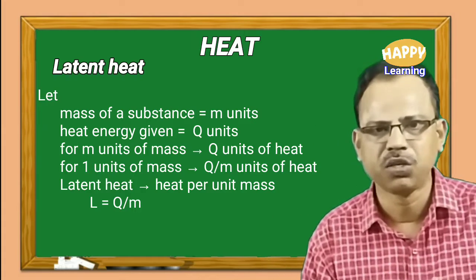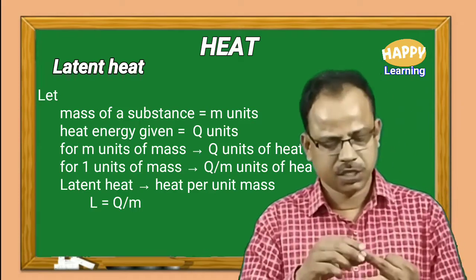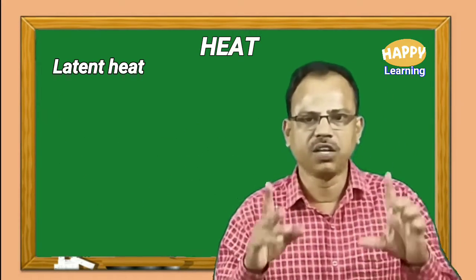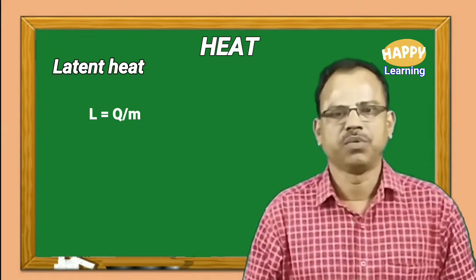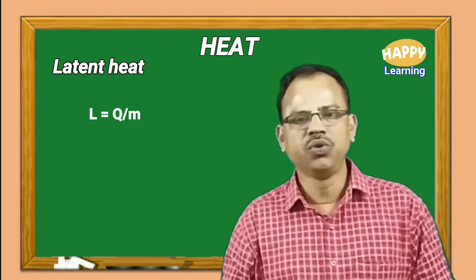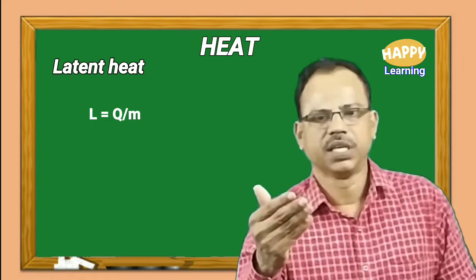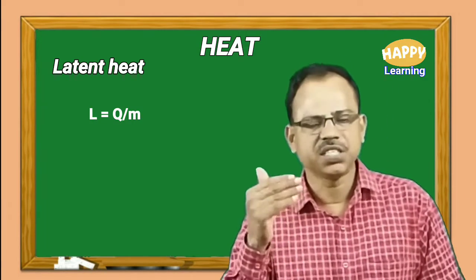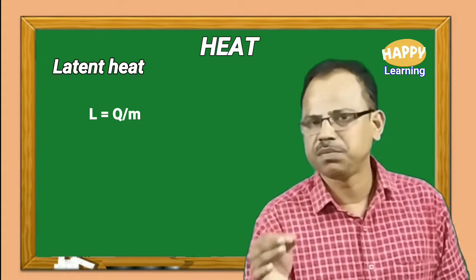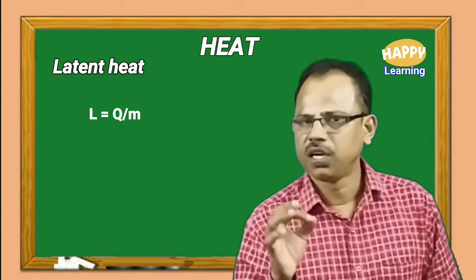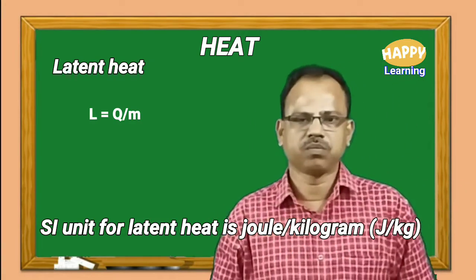So, capital L is the symbol used for latent heat. Capital Q is the symbol used for heat energy. Small m is the mass. So, finally you got the formula L equal to Q by m. From this, you can write the unit for latent heat. In the SI system, heat energy is measured in joules and mass is measured in kilograms. Therefore, the SI unit of latent heat will be joule per kilogram.